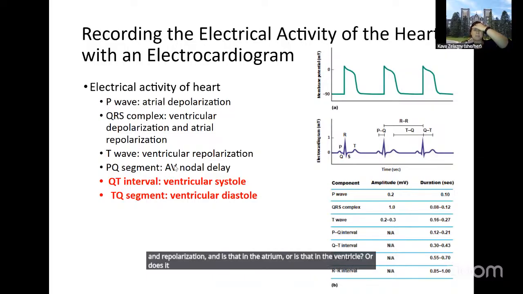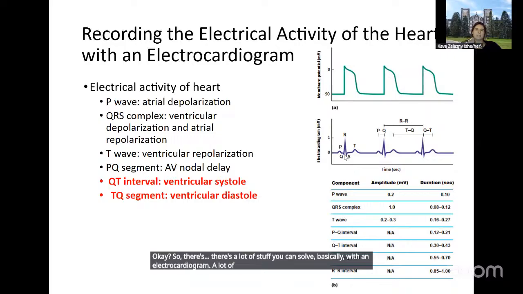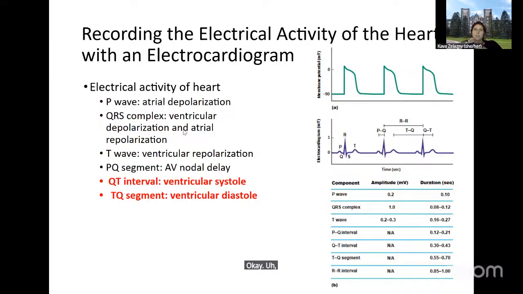Or does it have to do with signaling between our different conduction pathways, the SA node to the AV node, things like that? So there's a lot of stuff you can solve basically with an electrocardiogram, a lot of different pieces of heart function you can look at here. Okay. So we'll be talking about some more of this as we go through the cardiac cycle. But linking these up for right now, right?